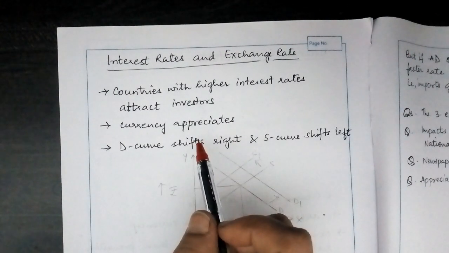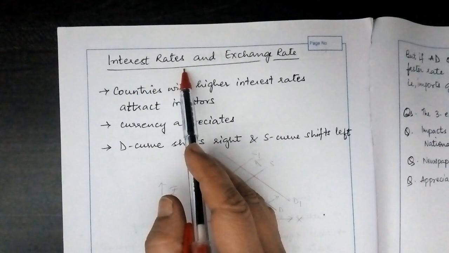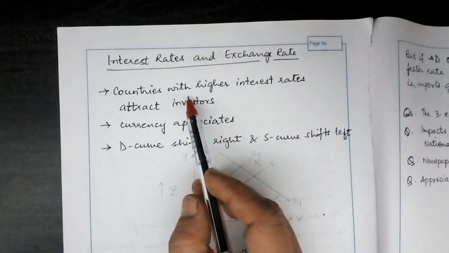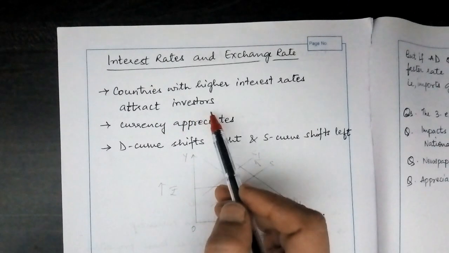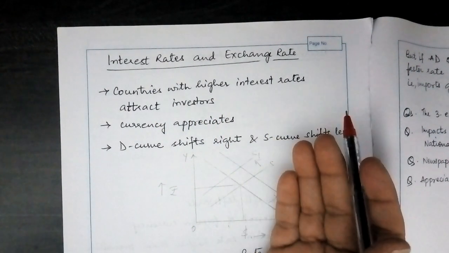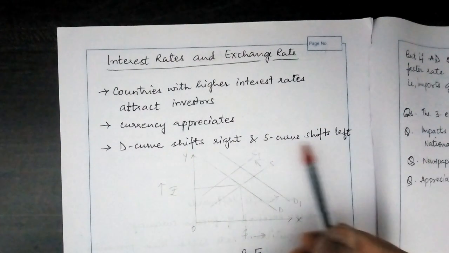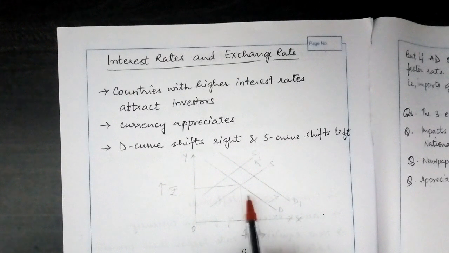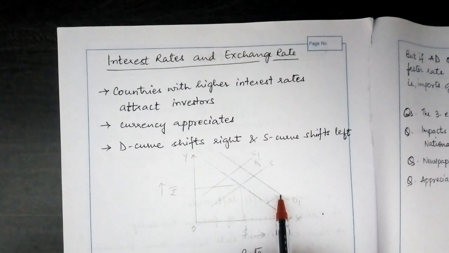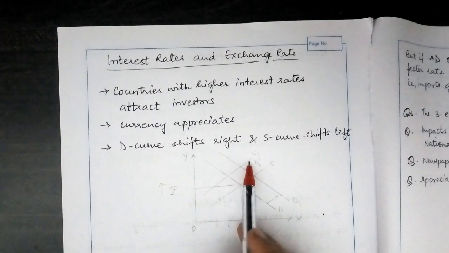Another aspect of this change in demand and supply are the interest rates and the exchange rate. Countries with higher interest rates attract investors because it often leads to an appreciation of domestic currency. And the demand curve shifts to the right and supply curve shifts to the left. So we will find a two-way shift. One, the demand curve shifting upward, and the supply curve shifting to the leftward.